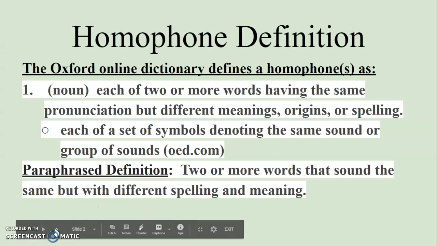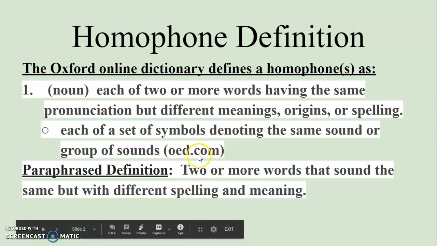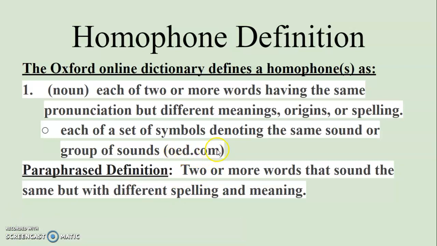All right, homophone, defined by the Oxford Online Dictionary: a homophone or homophones is a noun, each of the two or more words having the same pronunciation but different meanings, origins, or spelling. Each of a set of symbols denoting the same sound or group of sounds. This is the website that I got that definition from. So if you're not using dictionary.com later, please make sure you copy the website that you got it from and cite your evidence. All right?